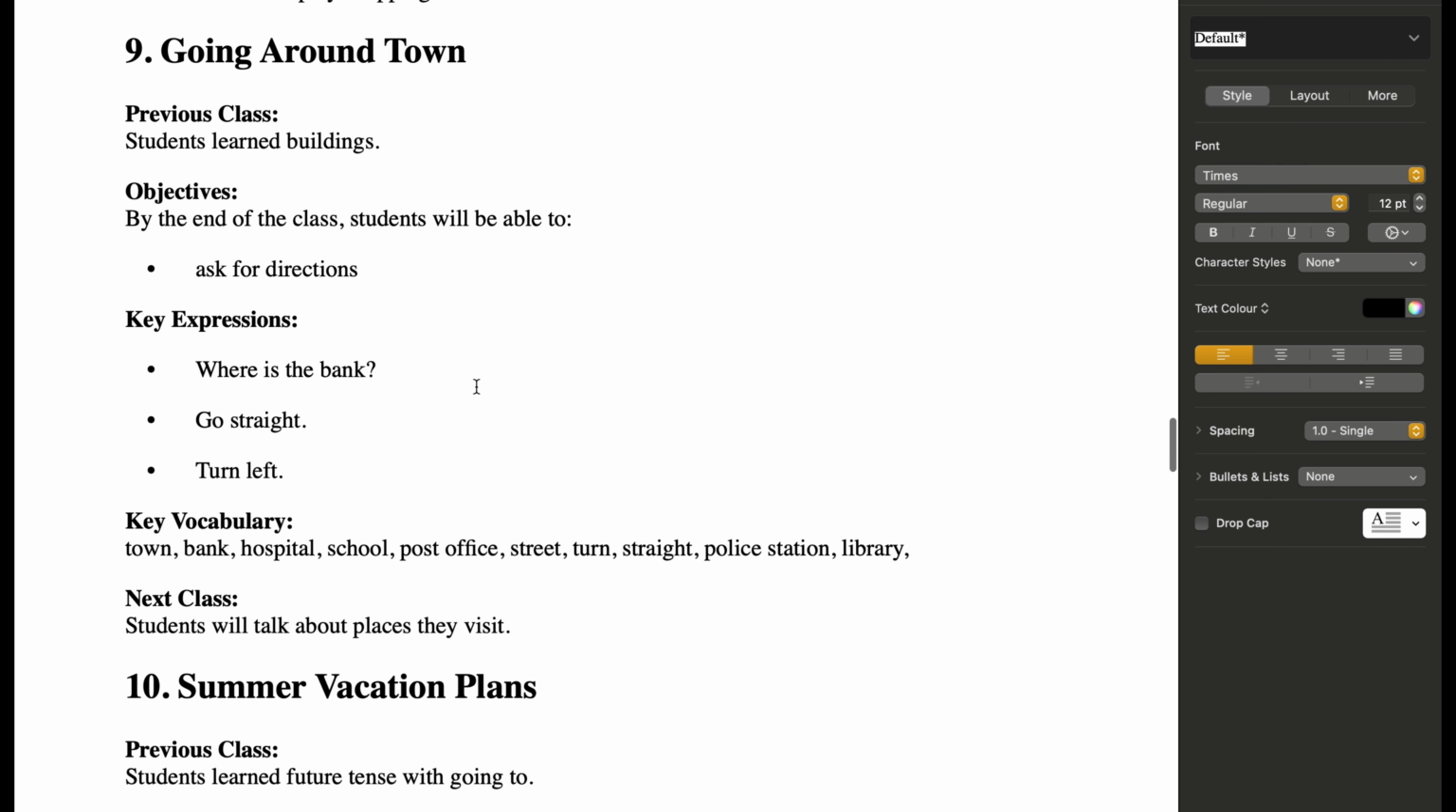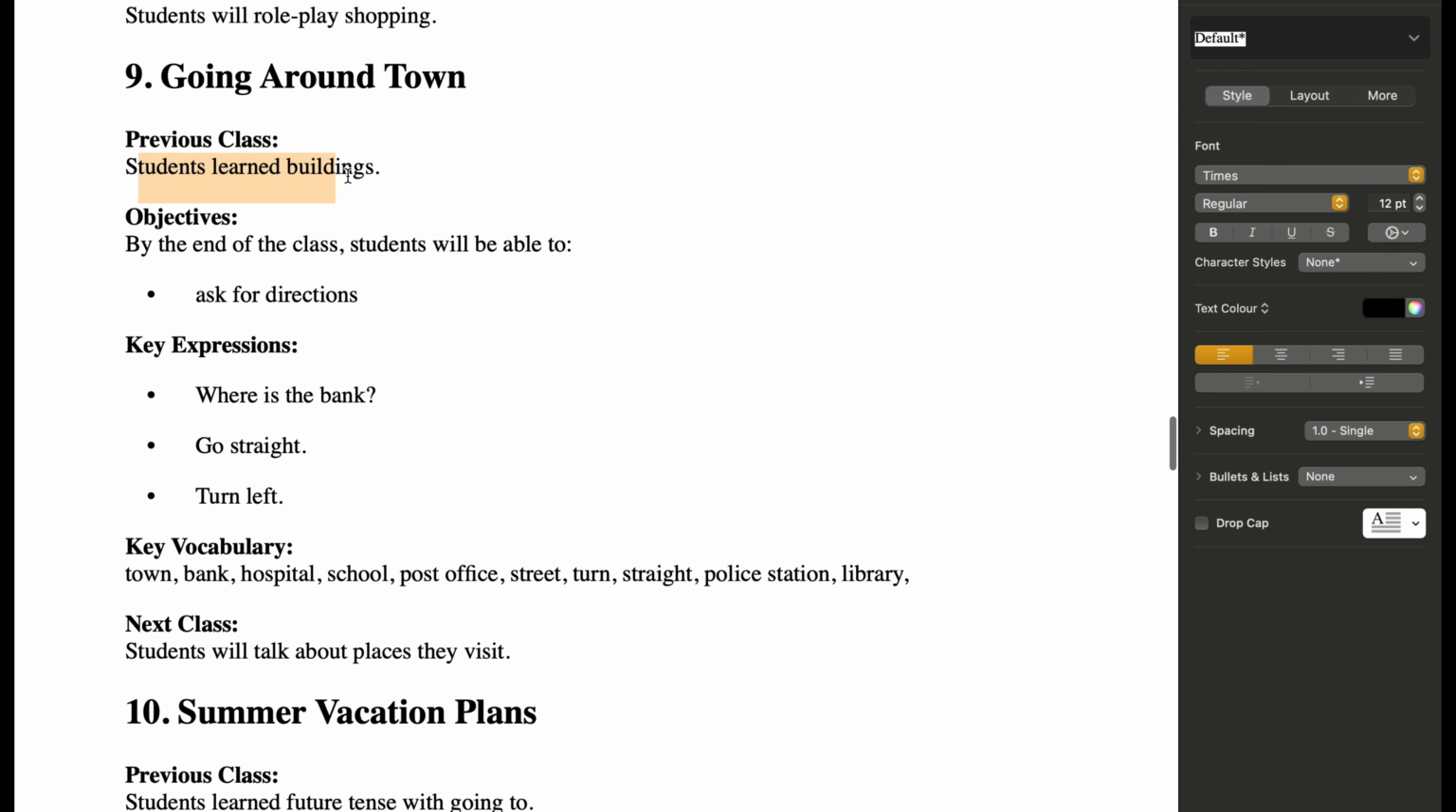Going around town. Here we talk about the town. So we learn about the buildings, right? We learn about the buildings in the previous lesson. The next class, kids are going to be able to ask about directions and also answer. Key expression: where is the bank, or where is the supermarket? Where is the school? Where is the library? Here you're basically giving directions. Go straight, turn left, it's on your right.